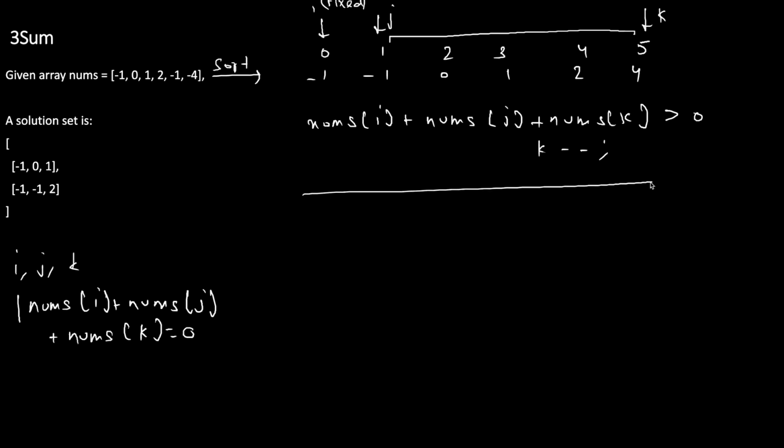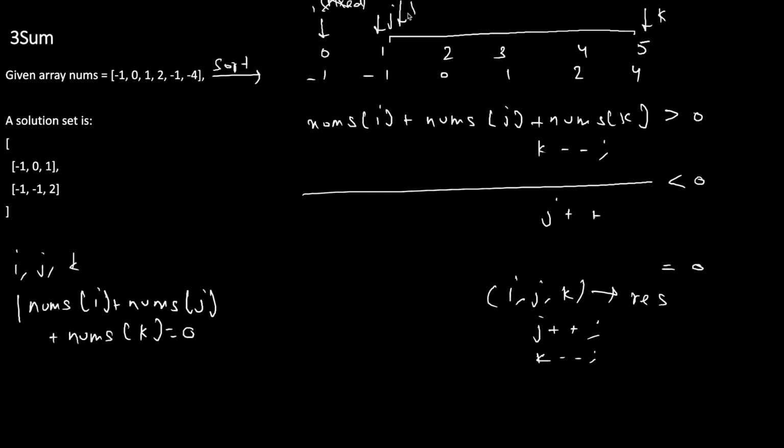In case this entire value is less than 0, you have to increment j. And in case this is equal to 0, you have found one i, j, k, so you can simply put this into your resulting list and you can increment j and decrement k. Correct. So over here, since i is fixed for the first iteration, once this iteration is done, i will move from here to here. j will be here and k will again be here, so we'll apply it over this part. So similarly we will move.